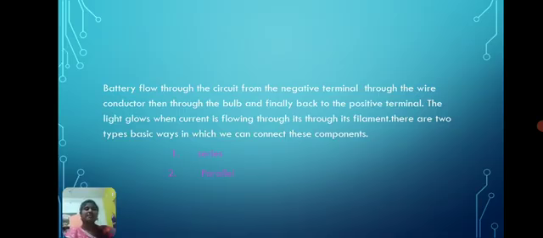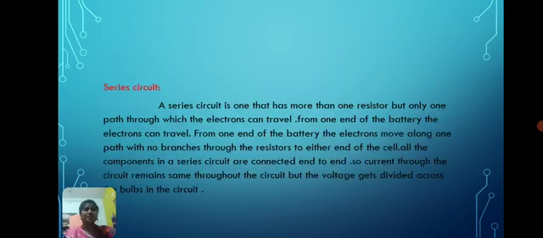There are two basic ways in which we connect these components: series circuit and parallel circuit. A series circuit is one that has more than one resistance but only one path through which the electrons can travel. The electrons move along one path with no branches, through the resistances, to the other end of the cell. All the components in a series circuit are connected end to end.